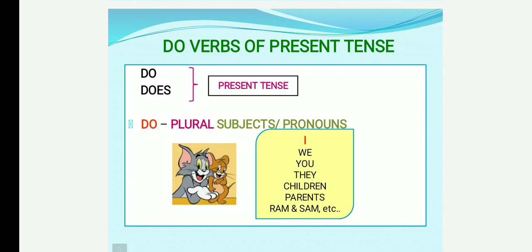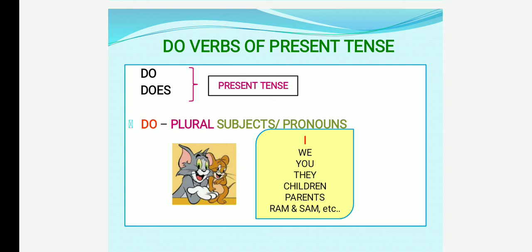We use only do and does in present tense. We use the verb do when the subject is plural. Sometimes it is followed by the first person singular pronoun as the subject, I. So we use the helping verb do when we have the subject I, we, you, they, children, parents, Ram and Sam. These are a few examples of plural pronouns and plural subjects.